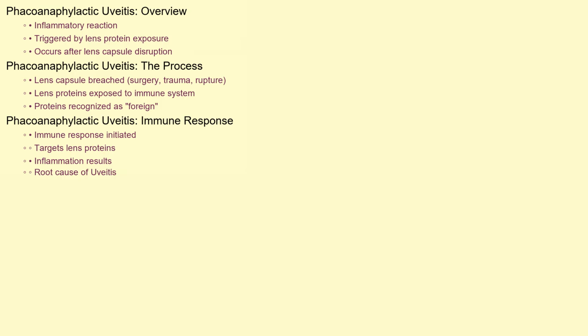Phacoanaphylactic uveitis is an inflammatory reaction triggered by exposure to lens proteins after a disruption of the lens capsule. Think of it like this: the lens, normally sealed off from the immune system, is suddenly exposed following surgery, trauma, or even spontaneous lens rupture. The body then recognizes these lens proteins as foreign invaders, initiating an immune response against them. This immune response is the root cause of the inflammation we see in Phacoanaphylactic uveitis.